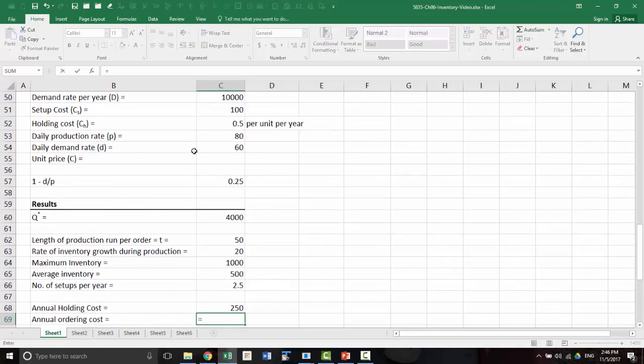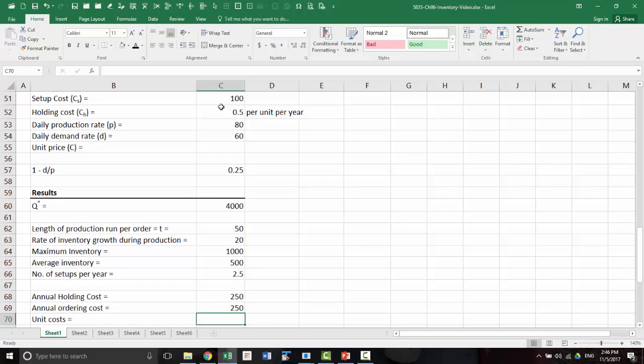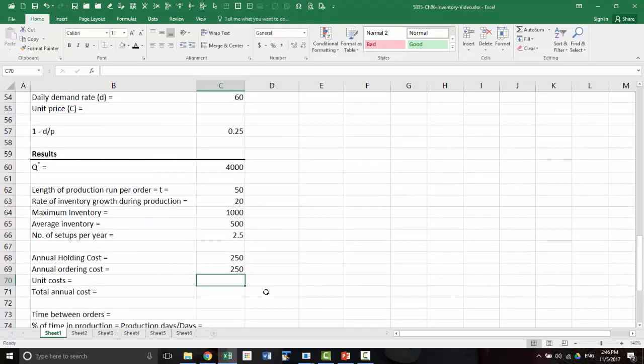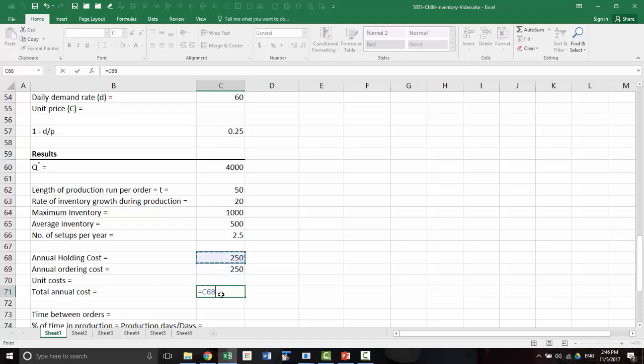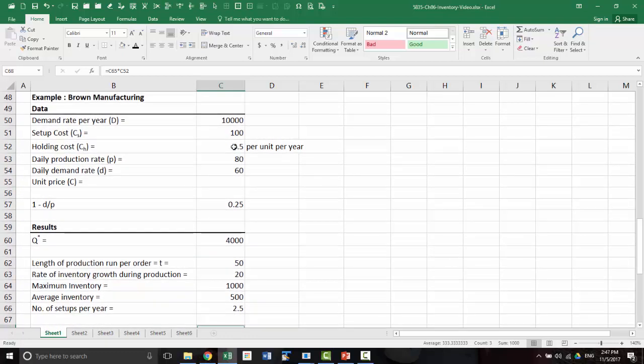Annual ordering cost is the number of setups times cost for one setup. Well, they are equal. So that's what we expect. So annual unit cost, we will ignore that. So that's 500. So let's go ahead and format all these costs.